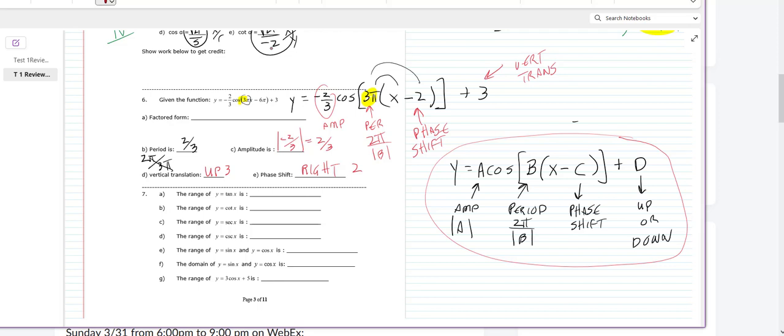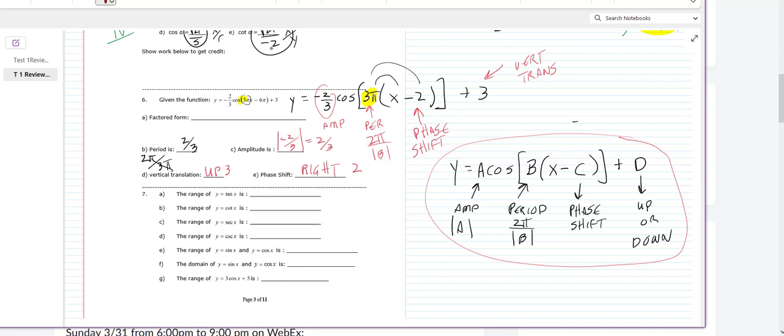Okay, does anybody have a question about that? Okay, trigonometry is one of the math classes where you have to memorize a little more information than you do in other math classes. And so that's one of the things that you want to be aware of.